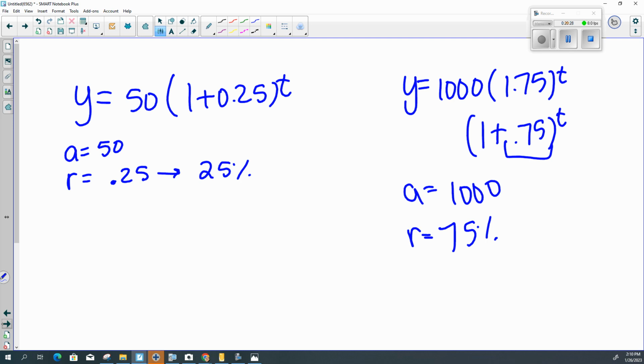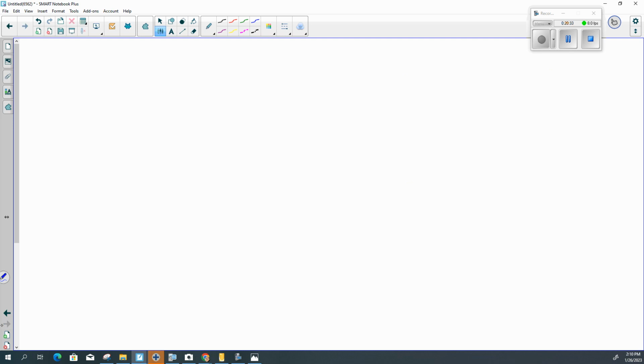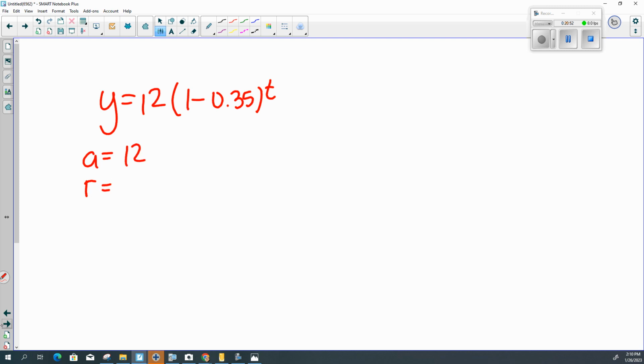Rate of growth? All right, let's go look at the decay. Again, they're just enough different. Let's talk about what we would do. So y equals 12 times (1 minus 0.35) to the t. Ollie, what is our initial amount for this one? 12. That part's luckily easy. And what is our percentage going to be for our rate of decay? 35. Yes. For a minute, I was wondering if it needed to be negative 35, but that negative is part of the equation.